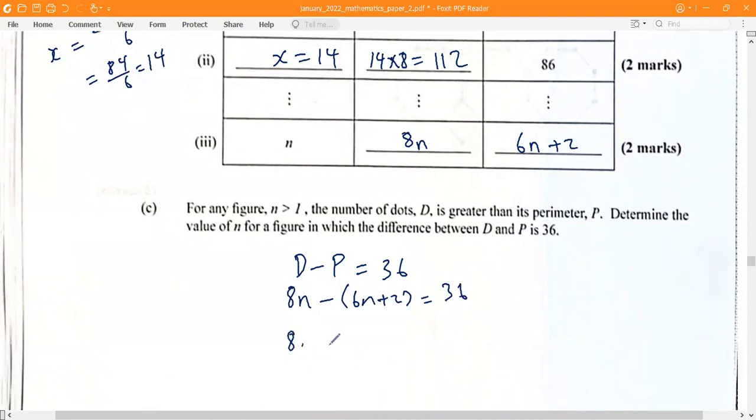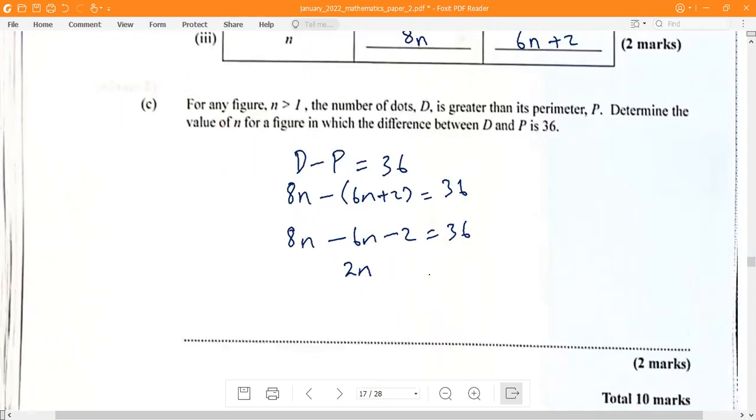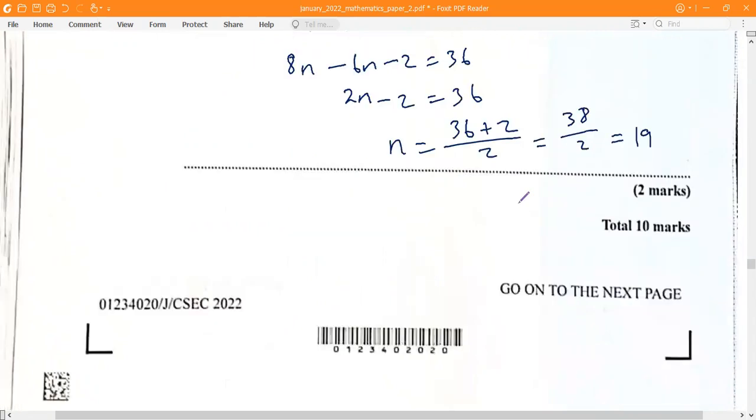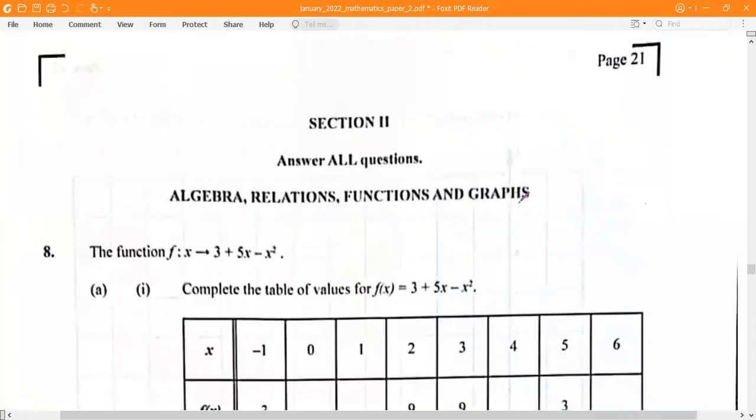So removing brackets, we have minus 6n. A minus by a plus is a minus. 8n minus 6n is 2n minus 2, equal to 36. Let's add 2 to both sides, and then afterwards, let's divide by 2. So we get 38 divided by 2, which is 19. So n is equal to 19. And that's the answer for number 7.